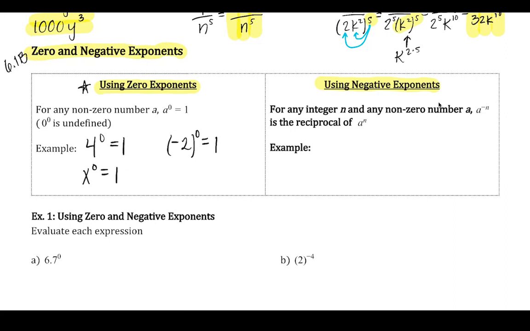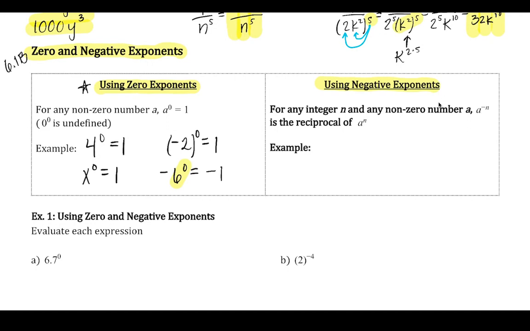And then this one's a little tricky. If I have, say, negative 6 to the 0 power. In this case, just the 6 is being raised to the 0 power, not the negative. So with negative 6 to the 0 power, that negative would stay out in front, and then the 6 to the 0 power would become 1 also. So those are just a few examples of the zero exponents.